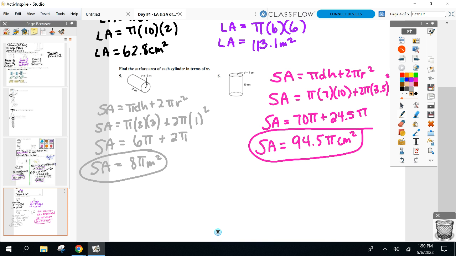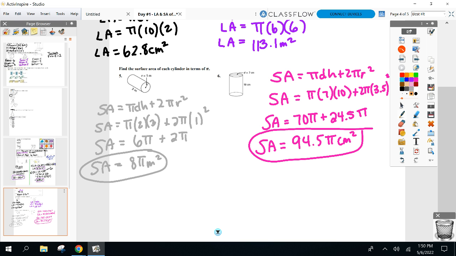What's up, Paul? You just did pi times 7 times 10 plus just the second line and then divided it by pi, you would get 94.5. You better have pi in your answer. Yeah, because 94.5 is not the answer. No, 94.5 and then pi. Sure.